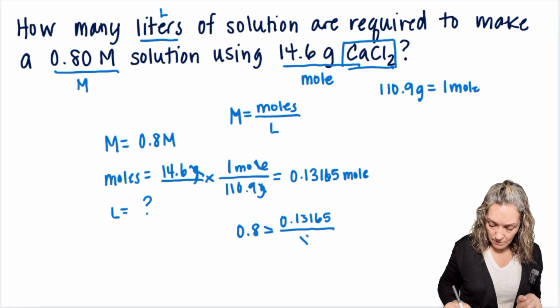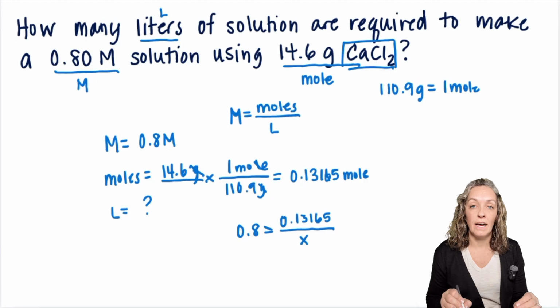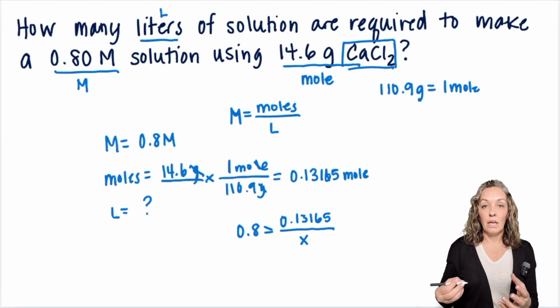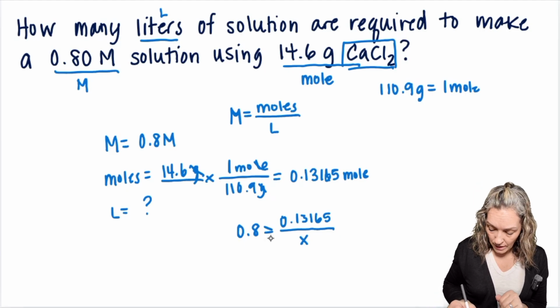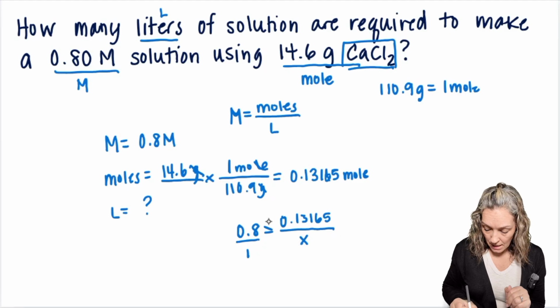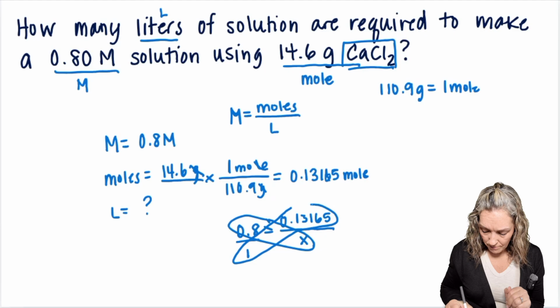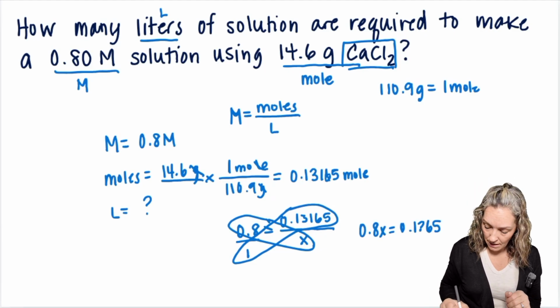And my liters are the variable I'm solving for. We can either leave that as an L, or if you want to call it X, that is perfectly fine. It's our unknown. Now, if you are good with the algebra, just go ahead and solve this. But if algebra tends to be tricky for you, or you're not sure how to solve for X, since we have an equal sign here, I would suggest just putting your molarity over 1, and then you can cross multiply. So I'm going to take 0.8 times X and set that equal to 0.13165. In order to get the X by itself, I'm going to divide both sides by 0.8.